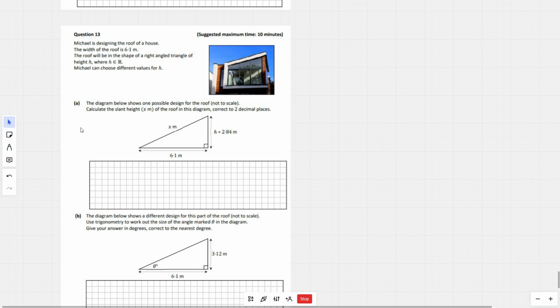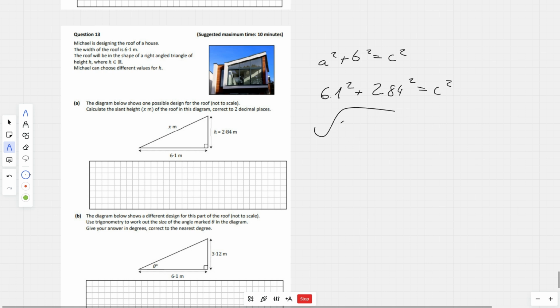Okay, whenever you see a right angle triangle, you should think about two things. It's going to be either sine, cos, tan, or it's going to be Pythagoras theorem. In this case, we're working with two lengths, and our answer will also be a length. So we're working with only length. That gives us confirmation that this will be Pythagoras theorem. So we're going to have to use a squared plus b squared is equal to c squared. So let's just fill it in. 6.1 squared plus 2.84 squared will be equal to c squared. So the square root of 6.1 squared plus 2.84 squared will be equal to c.